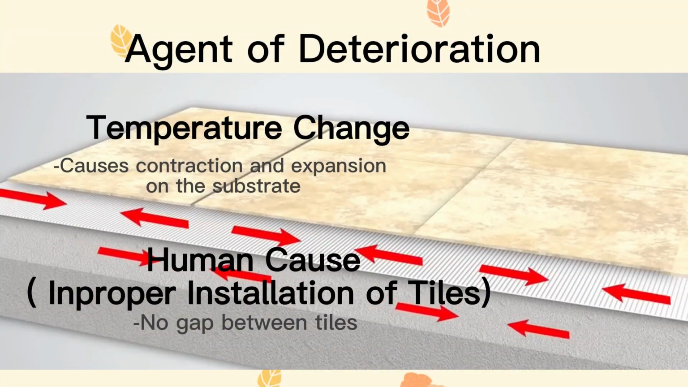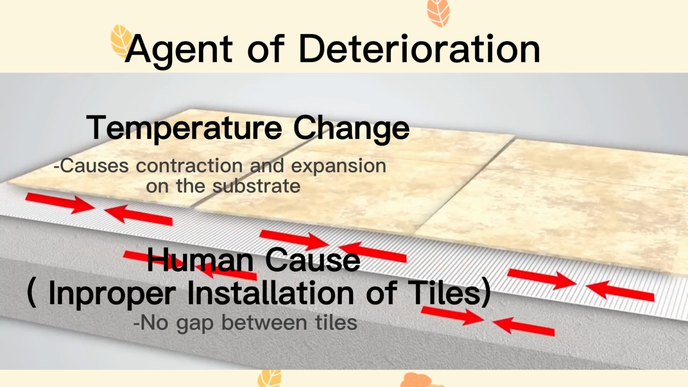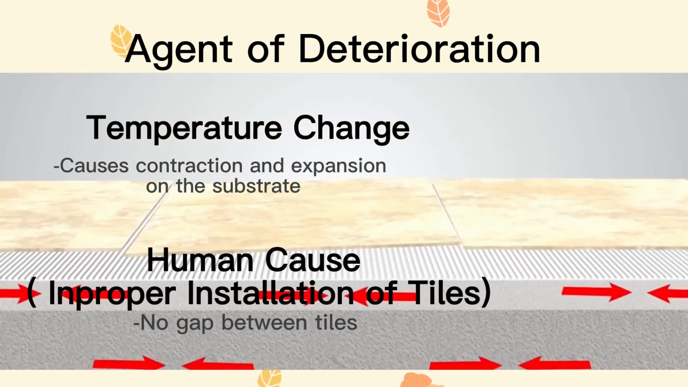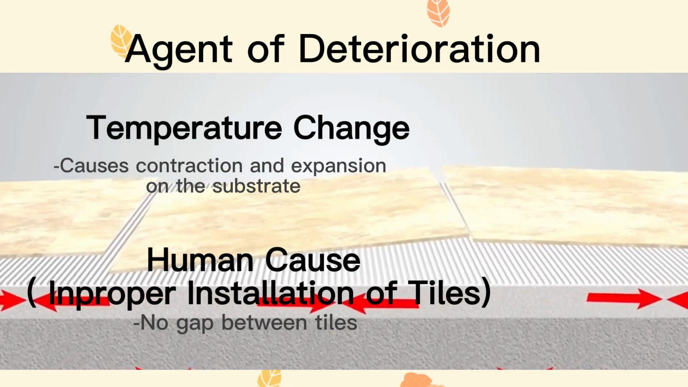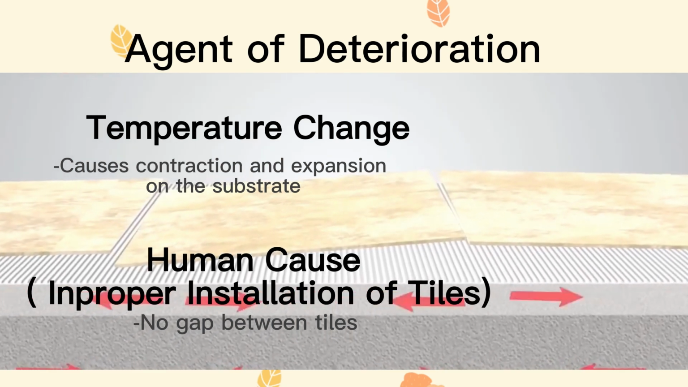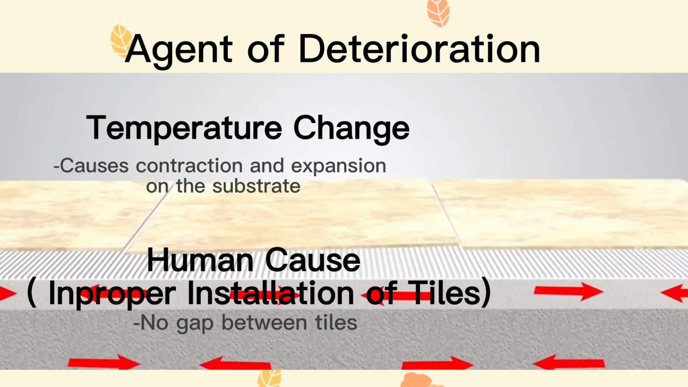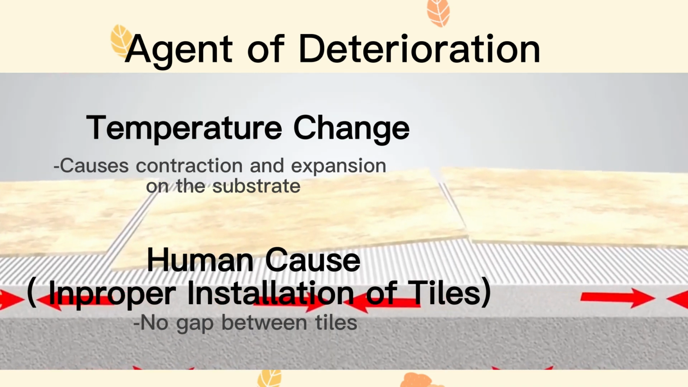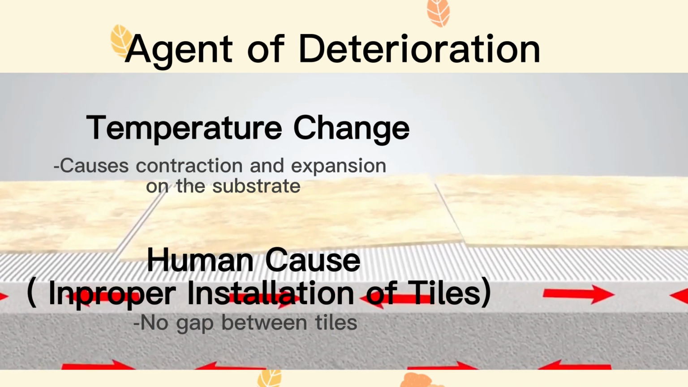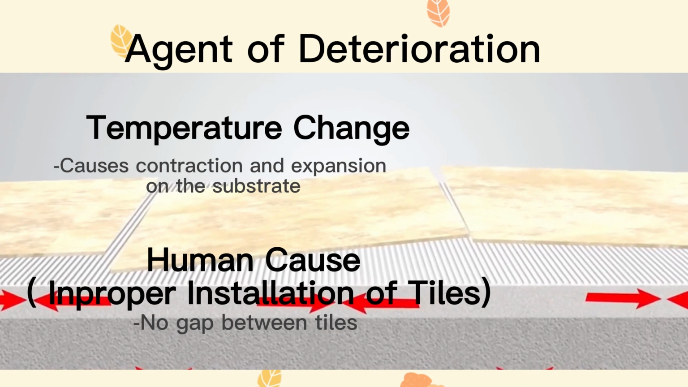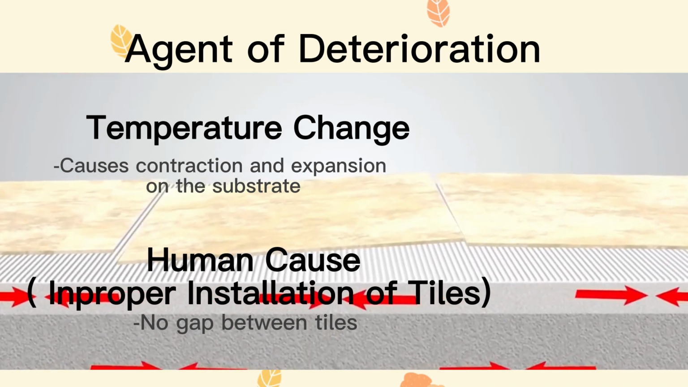The agent of deterioration is temperature change and also human cause. The temperature increase causes the substrate to contract and also expand. And when there is improper installation of tiles, for example, no gaps between tiles, then when the temperature increases, the movement of the substrate will cause the tiles to move. So if there is no gap between the tiles, it will cause them to pop out.